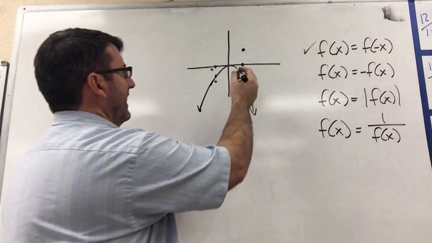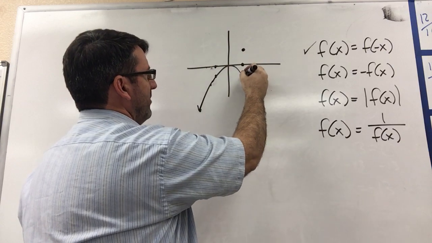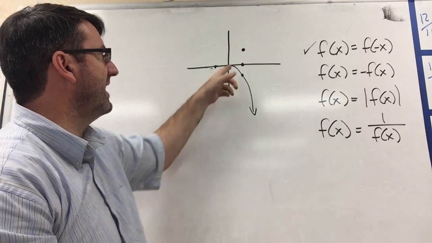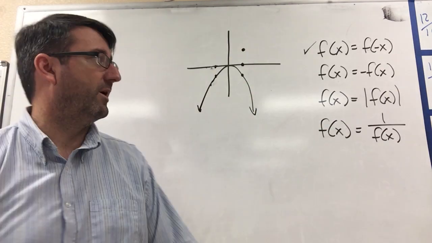f(x) = the absolute value of f(x). Well, here, f(1) was negative 1, but that's not equal to the absolute value of f(x) because that would be positive 1.